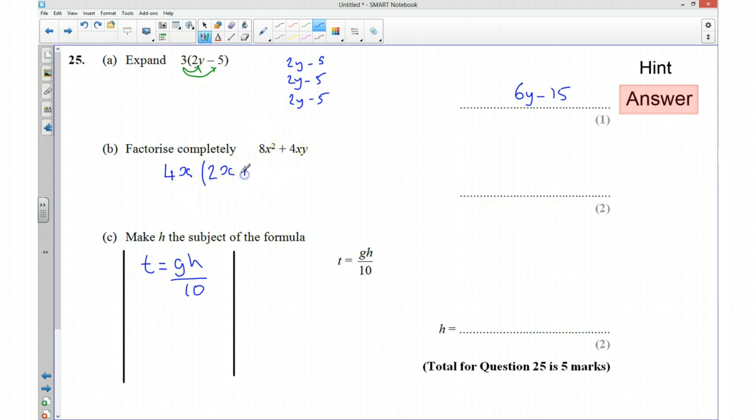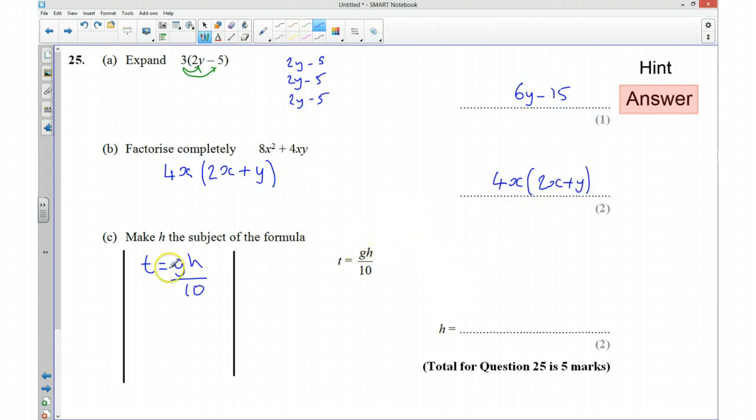We've got a plus here, and then I've got, well, what do I times 4x by to give me 4xy? And that's going to be y. So we've got 4x times by y, that gives me the 4xy. So this has now been fully factorized. My answer will be 4x times by 2x plus y.